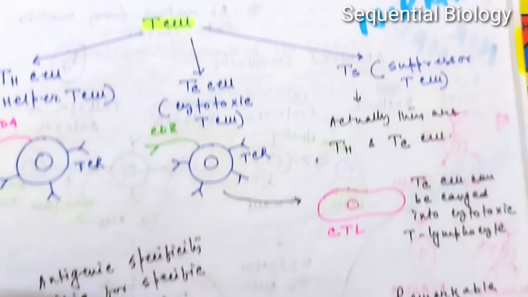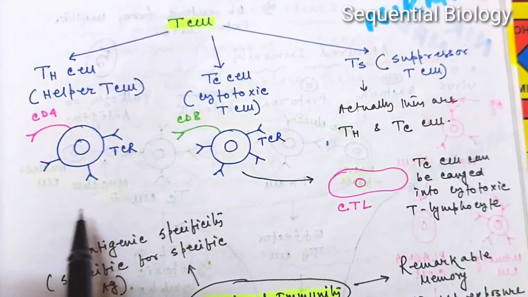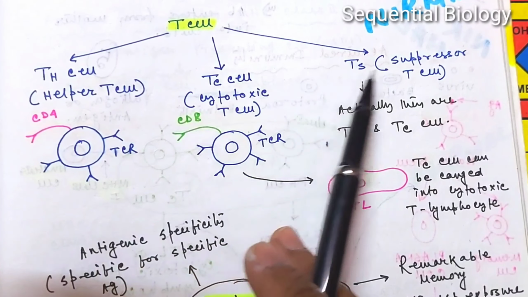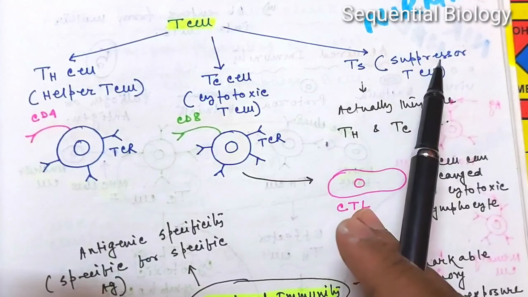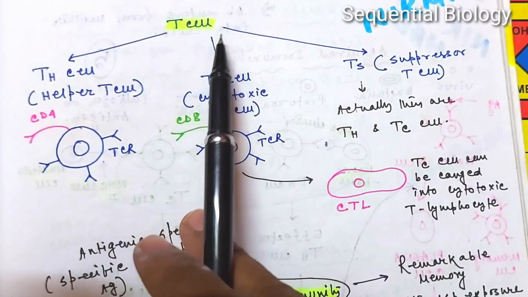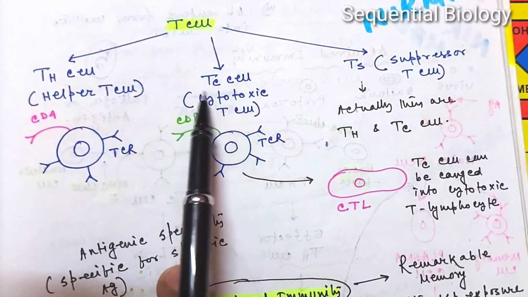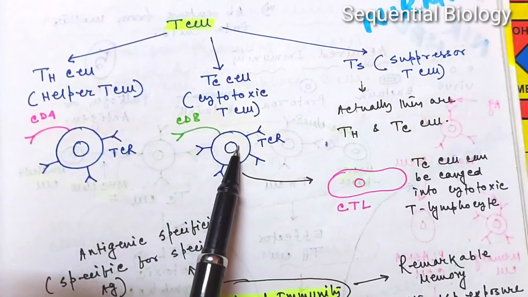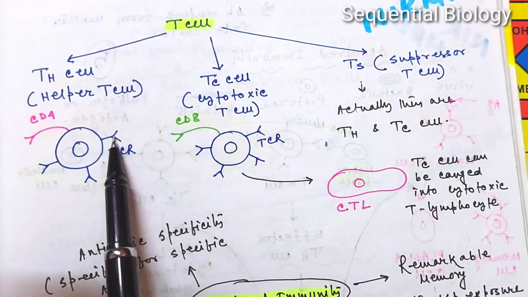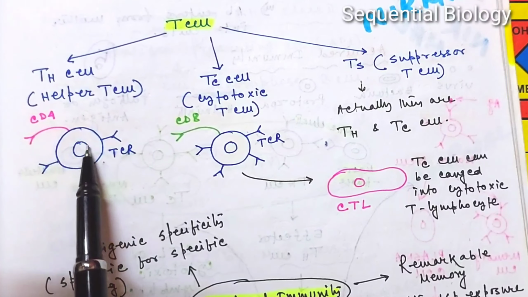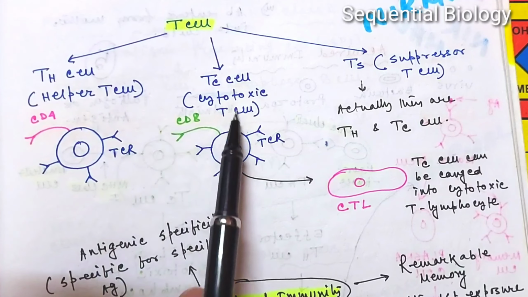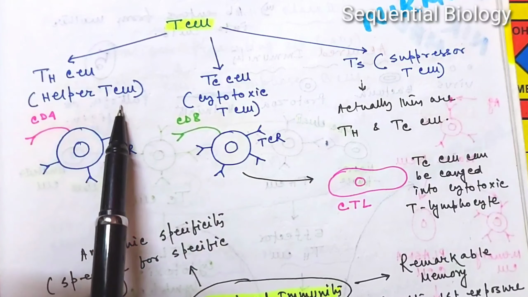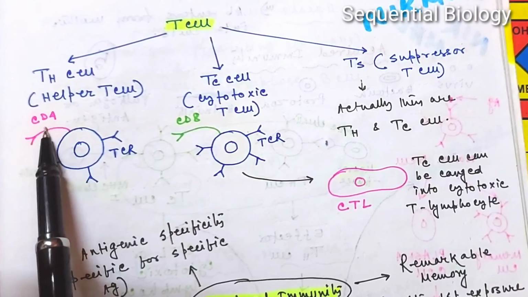Now we will see different types of T cell. T cells are usually of two main types, but apart from this, another type of T cell is present, known as the suppressor T cell. So the T cells are of two types, the helper T cell and cytotoxic T cell, and in both you can find the T cell receptor. In helper T cells, the T cell receptor is present, and also in cytotoxic T cells, the T cell receptors are present.